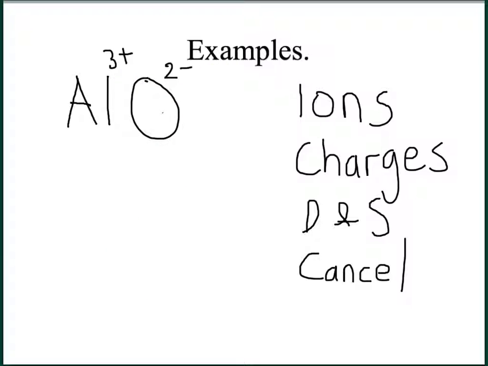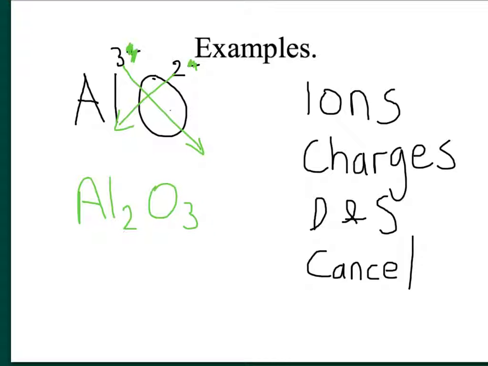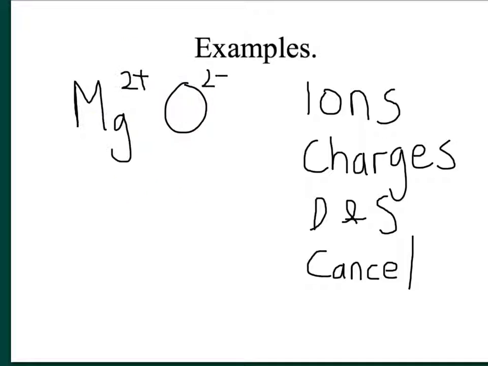Okay, so the next one, aluminium oxide. Getting familiar with this now, so first of all we have to drop the charges, get rid of those, swap them over like that, and we end up with a formula of Al2O3. Okay, that was quite simple. I think we're getting the hang of this now.